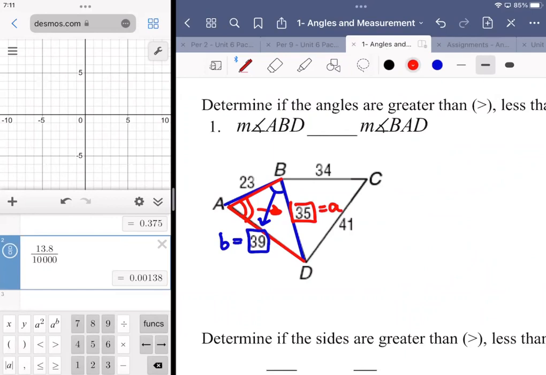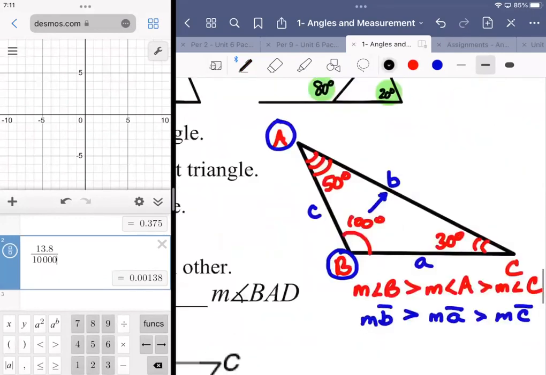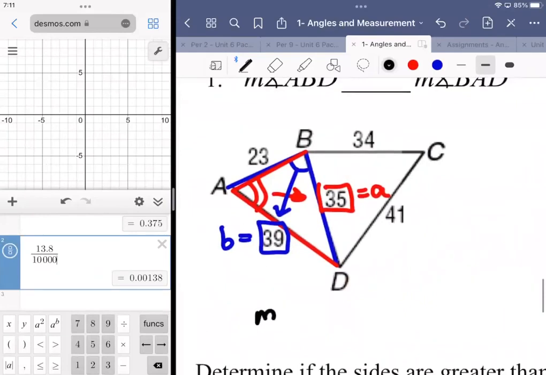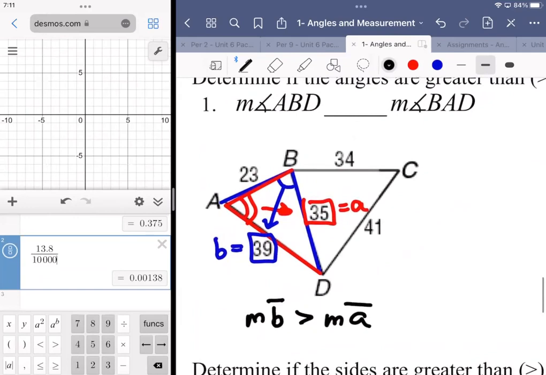All right. So what I've just learned here is that the measure of side B, I'm sorry, side B. Oh, why did it do that? Nobody knows. The measure of side B is bigger than the measure of side A. That's what I got at it.